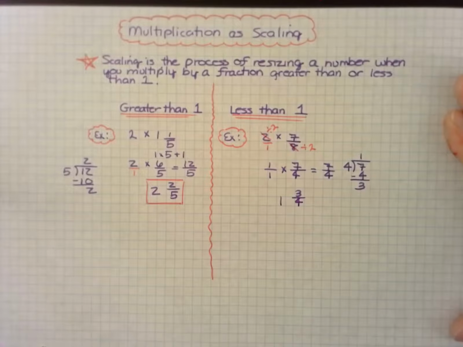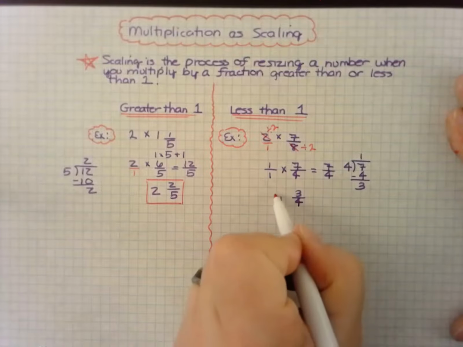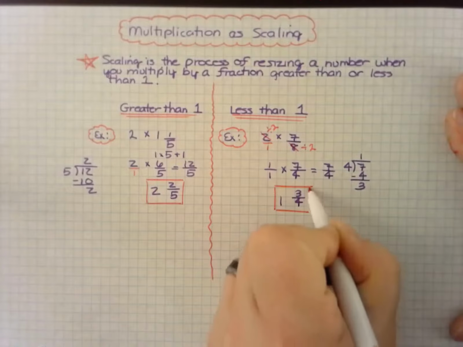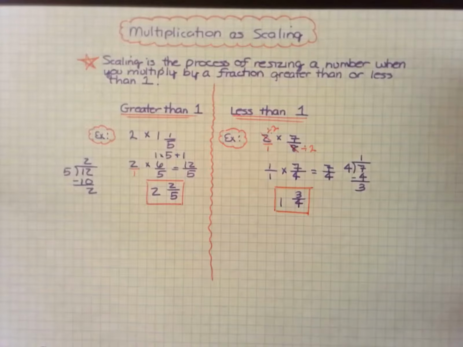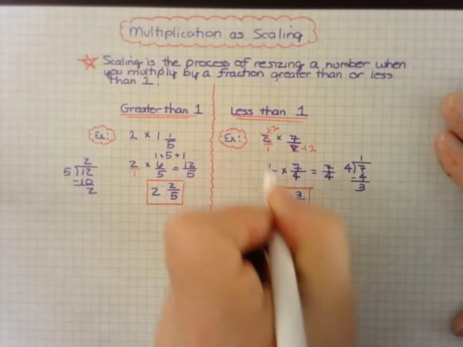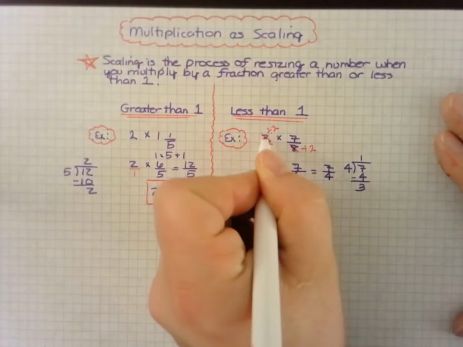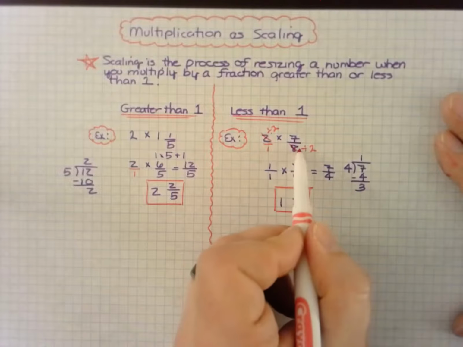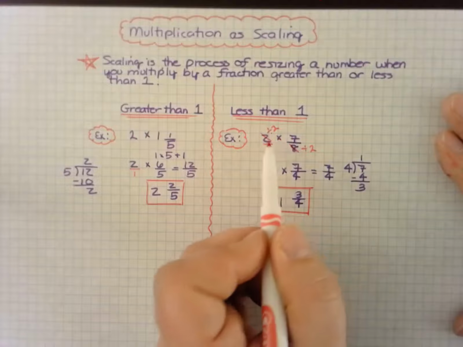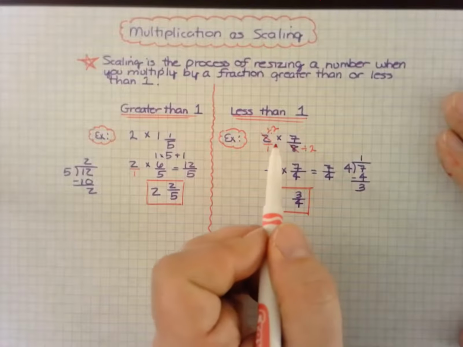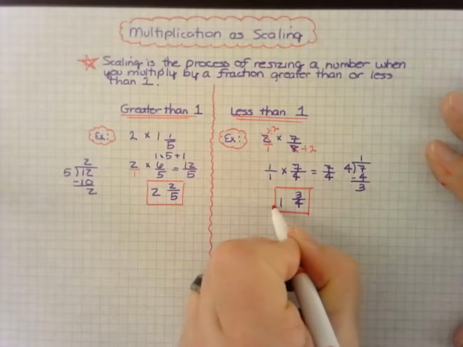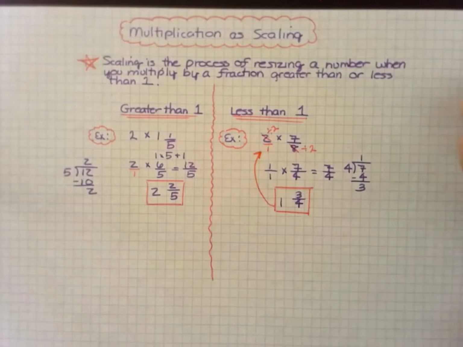So you might say, Mr. Lois, but that's not less than 1. But it's less than the whole number. So it's important to clarify this. If I multiply a whole number, 2, and a fraction that's less than 1, it's going to make the overall number less than the whole number. So 1 3/4 is less than 2.